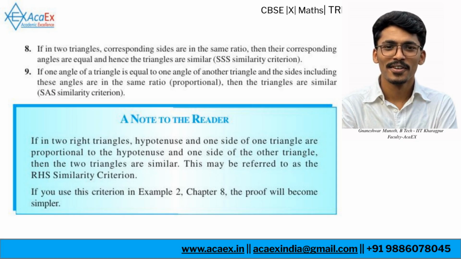A note to the reader. For right-angled triangles, if the hypotenuse and one side of one triangle are proportional to the hypotenuse and one side of another, the triangles are similar. This is referred to as the RHS similarity criterion.